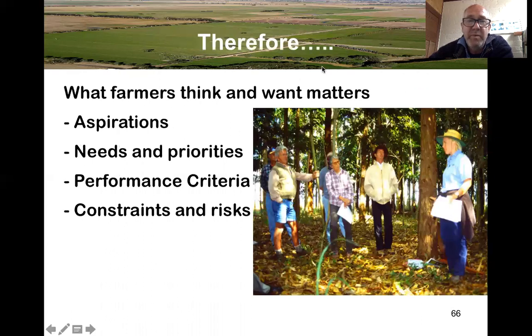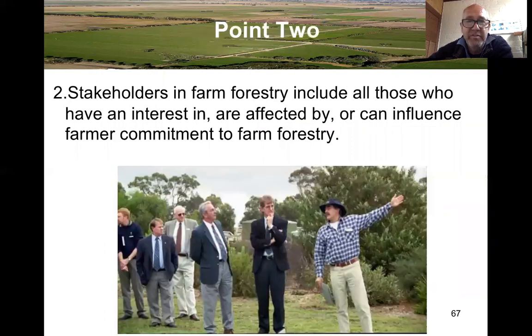So what do we need? What matters is what farmers think, their aspirations, needs, how they measure success, what's constraining them, and what they're facing as risks. These are the sorts of things we want you to explore a little bit through the diagnosis, in terms of, if we can understand this, then we can help people identify that first step.